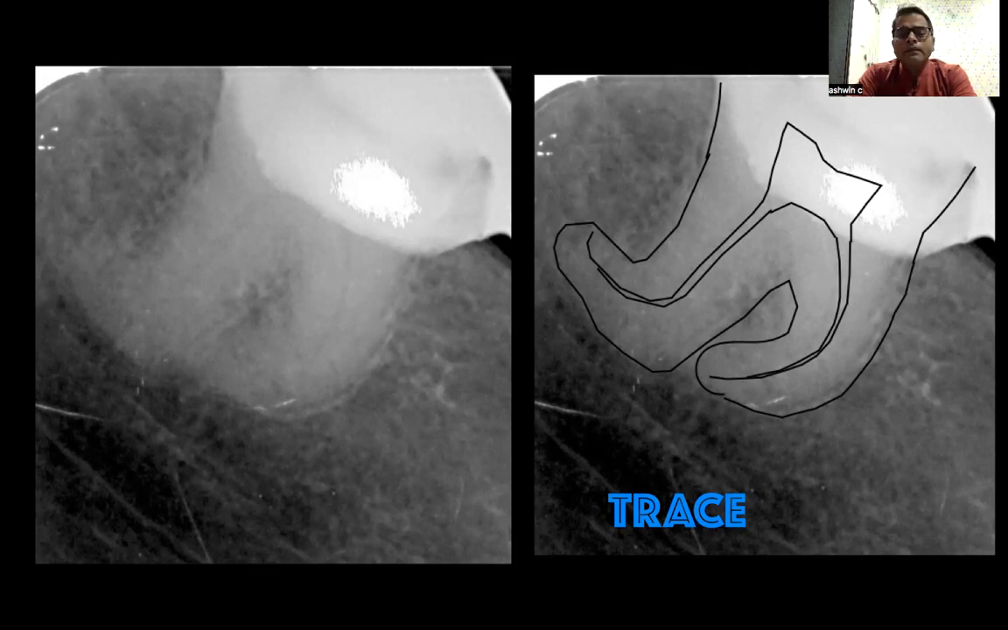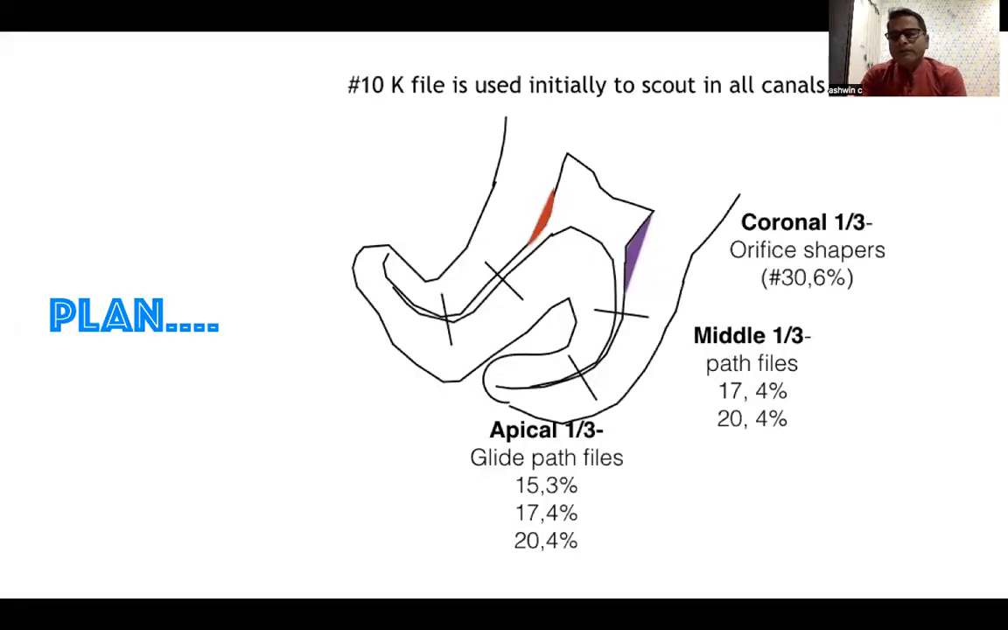beforehand. So for planning, you have to have a tracing. You have to have the X-ray in your hand. Keep it in front of you. Mark properly where are my roots, where are my canals, how the canals are going, which file I'm going to use in which part. For example, this was my plan. Which file, which coronal shape, orifice shaper I'm going to use.